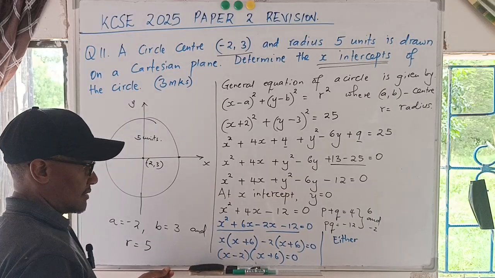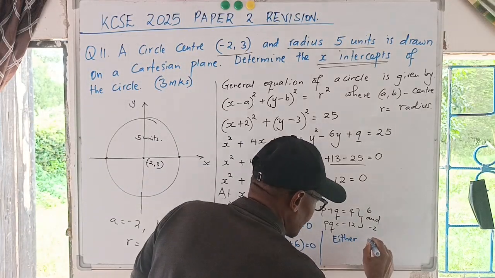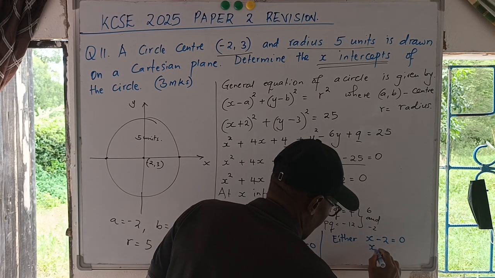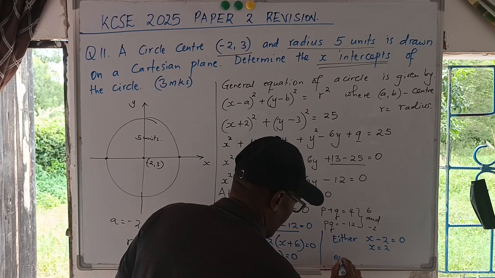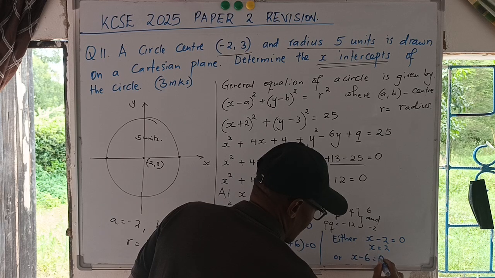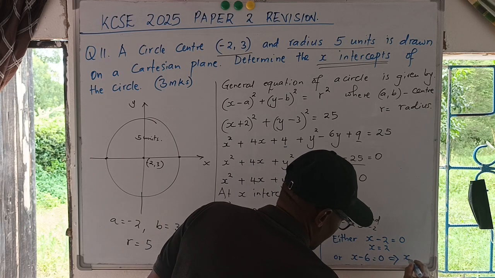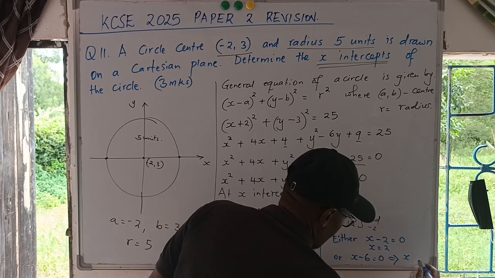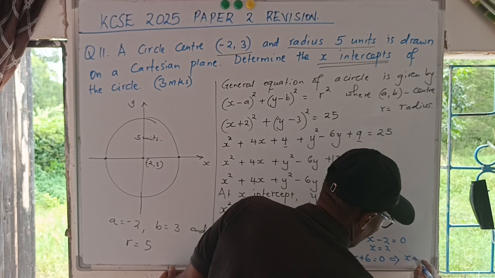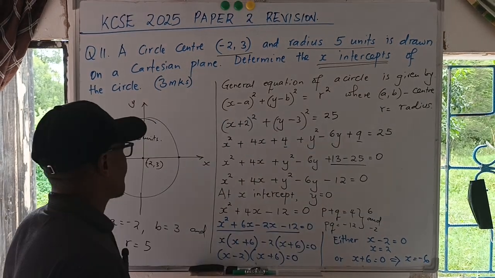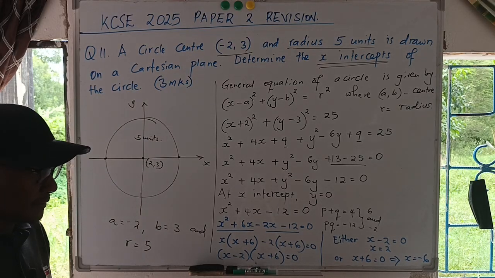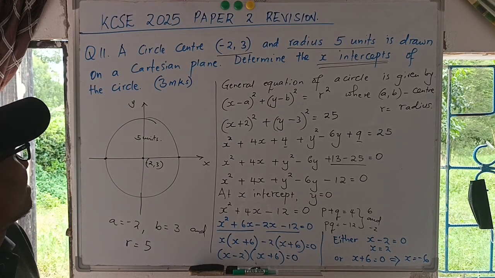So from there, you can see that either x minus 2 is equal to 0, implying that x is equal to 2, or x plus 6 equals 0, implying that x now becomes minus 6. Those are the x-intercepts for the circle.